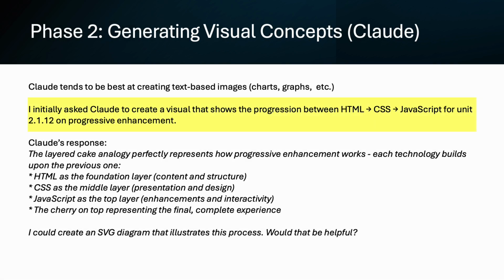Next, I asked Claude to suggest visual elements that could help students better understand the progression from HTML to CSS to JavaScript. I prompted it with, what visual elements or diagrams would help communicate this concept? Claude suggested a layered cake analogy, with HTML as the foundation, CSS in the middle, and JavaScript as the top layer, and even offered to generate an SVG diagram to match. I love this kind of creative thinking because it mirrors how I often explain web layers in class.